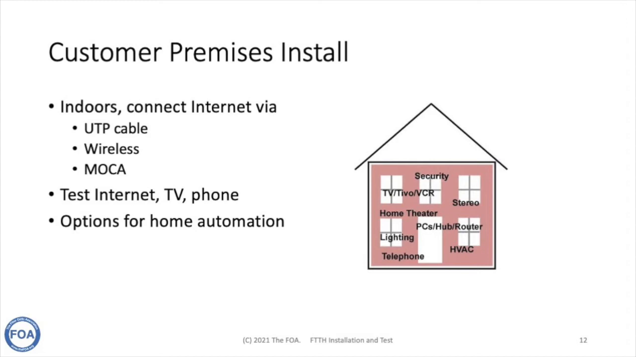So they're going to have to know how to deal with UTP cable, Wi-Fi. They might have to deal with coaxial cable and a system that puts the internet over coaxial cable called MoCA. They're going to have to be able to connect up televisions, TVs, and phones and make them work. They may even be asked to help hook up home automation devices.